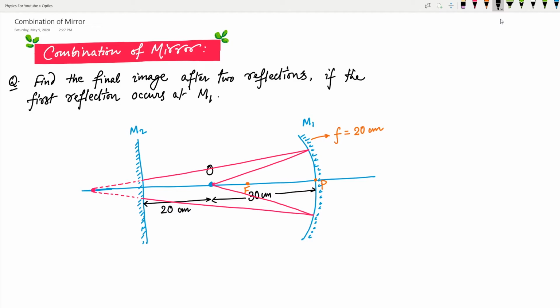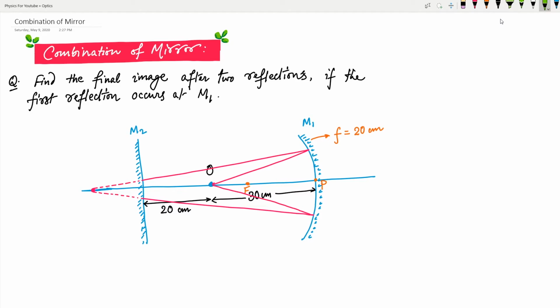Now combination of mirrors actually means that we'll be using two mirrors, and we will place an object between the two mirrors, and we'll find the final image after a certain number of reflections. So where will the image be formed? This is all about combination of mirrors. So let's check the question.